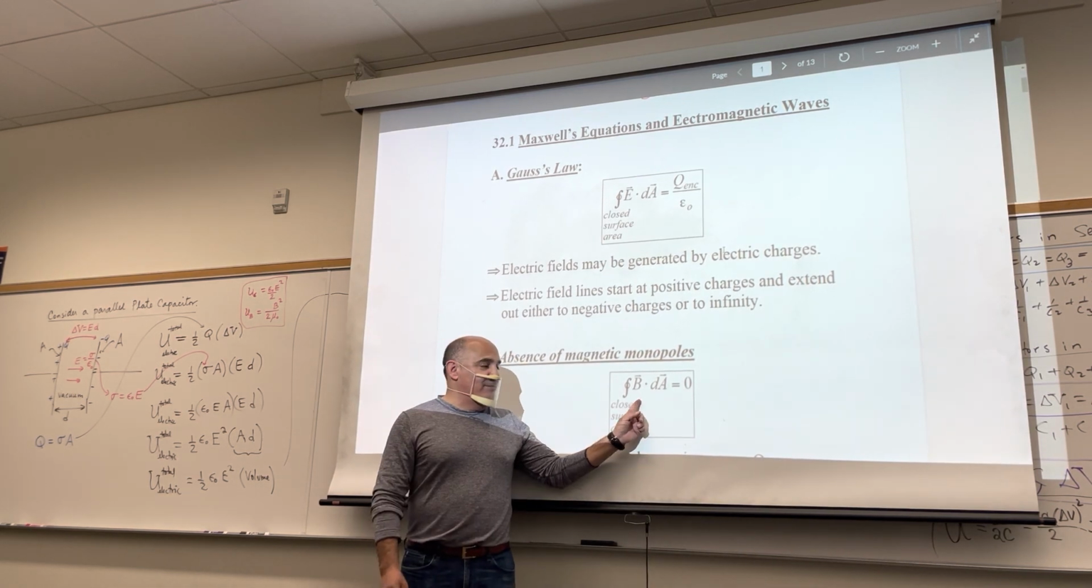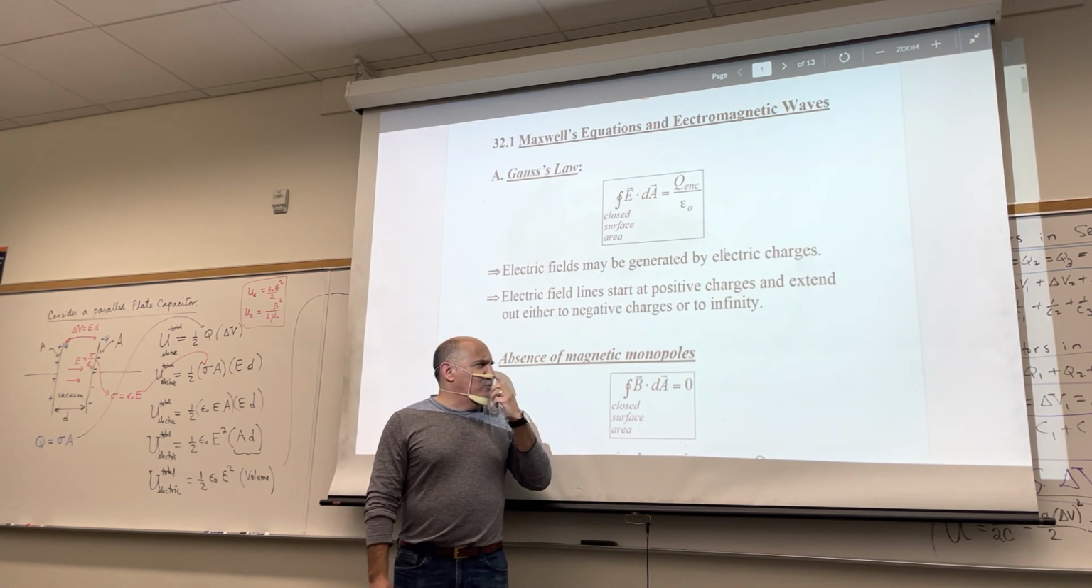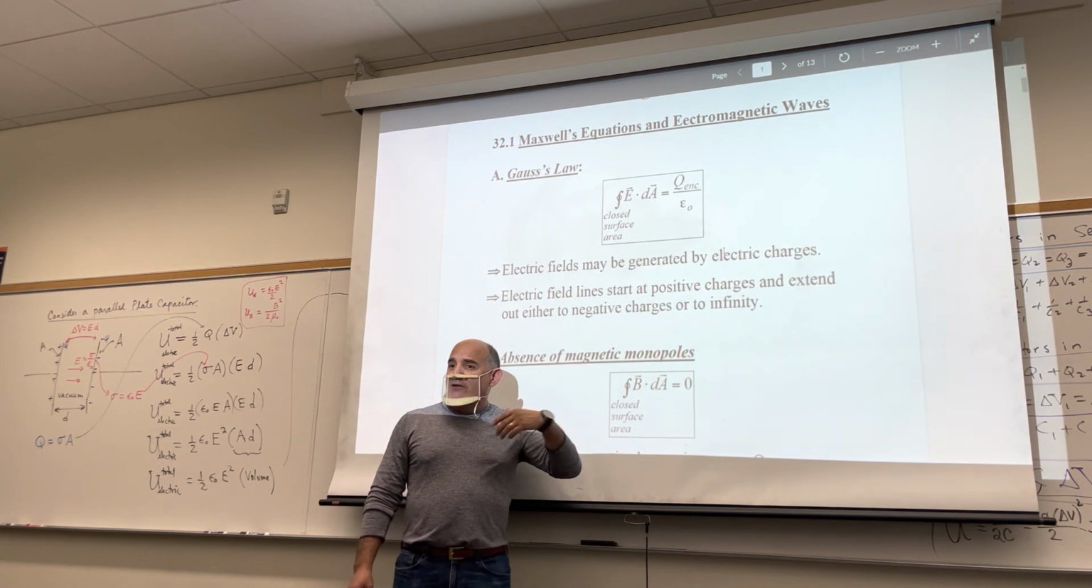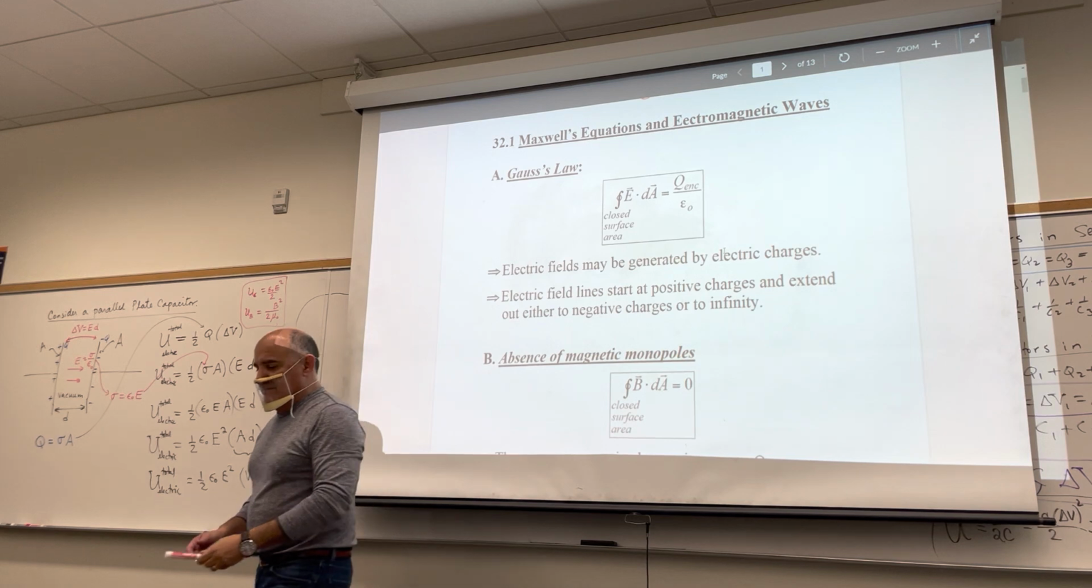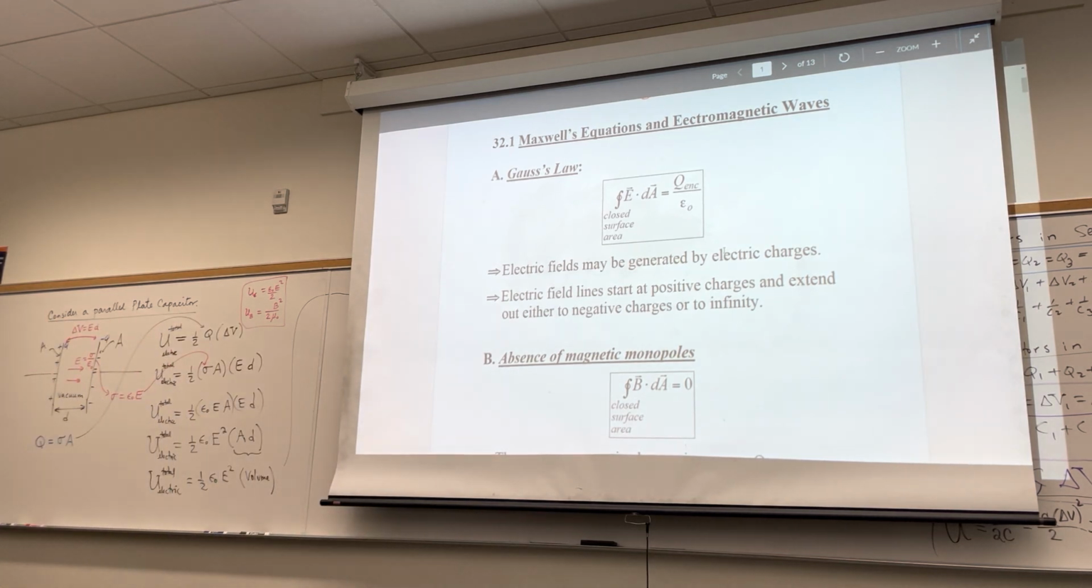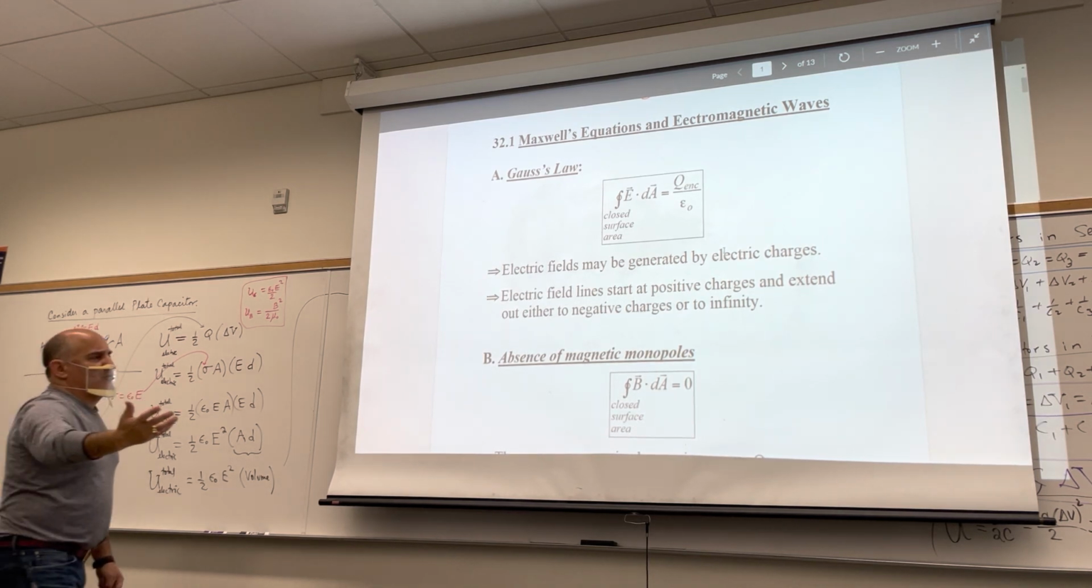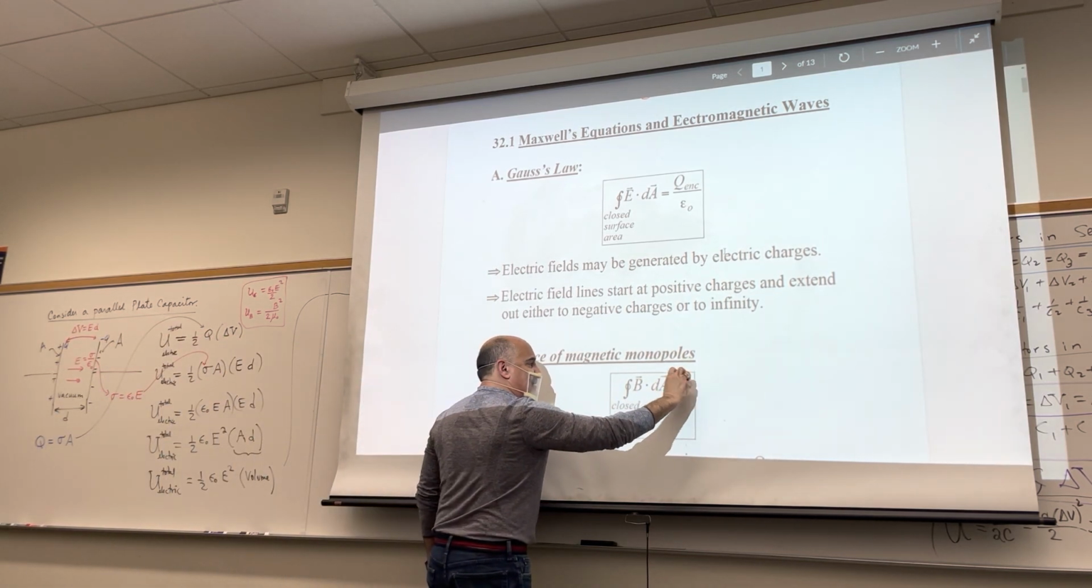Yet, there are magnetic fields. So, what then produces magnetic fields if there are no magnetic charges in nature? The first equation says electric charges generate electric fields. But what are the sources of magnetic fields if there are no magnetic charges in nature?